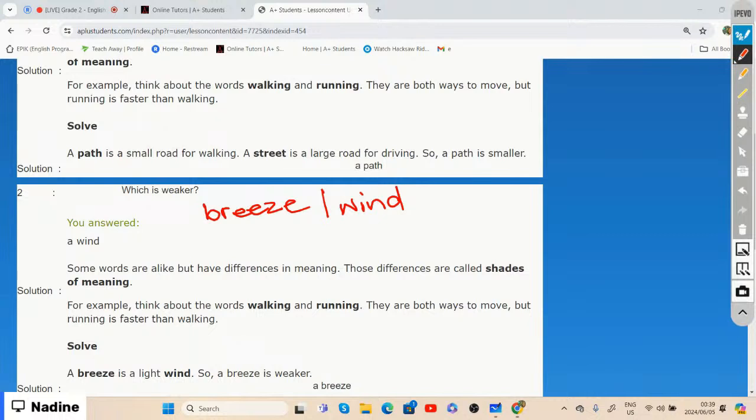All right. And if we were to identify the one that is weaker, we would say a breeze is weaker, because a breeze is basically just light wind, right? It's like you're walking outside and it's just a breeze. Especially when it's hot, sometimes you just have a breeze. It's not even an actual wind, right? But wind is much stronger. A breeze is more of a light wind, which means that breeze is weaker than wind. So well done. Breeze is correct.